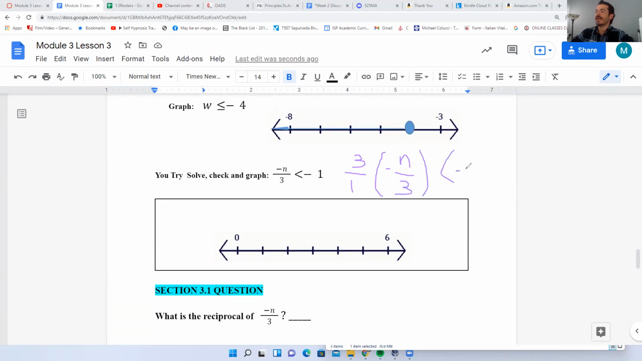And whenever I do to the left, I have to do to the right. 3 over 1 times -n over 3. Those 3's are going to go to 1. I'm going to be left with -n divided by 1. So I'm just going to write -n because I assume that there's always a 1 in the denominator. And this is less than -1 times a +3, which is -3.